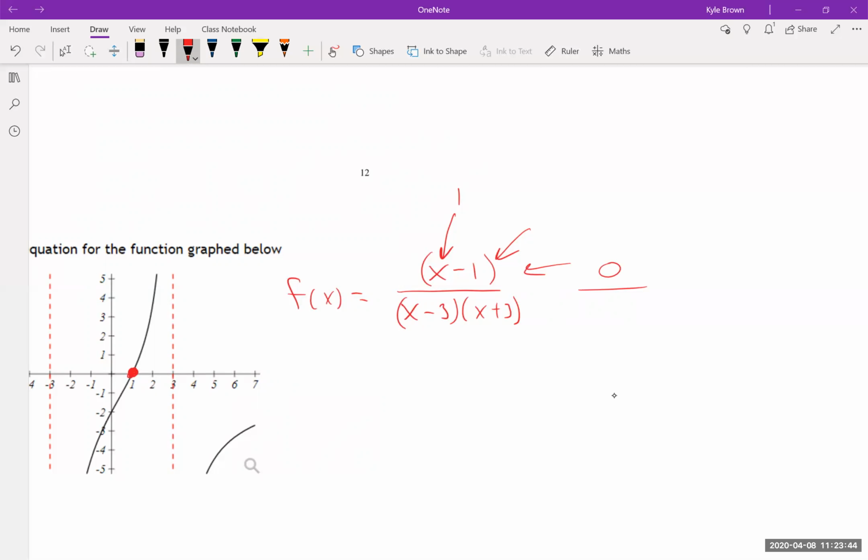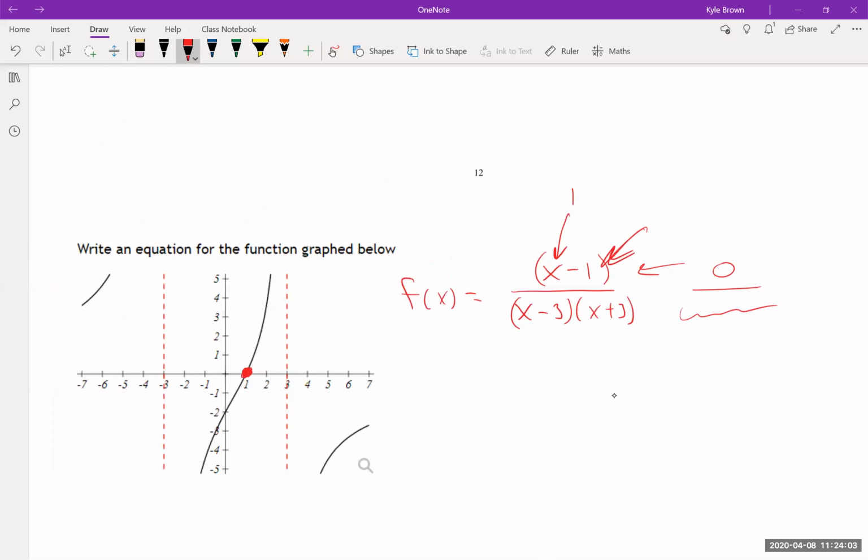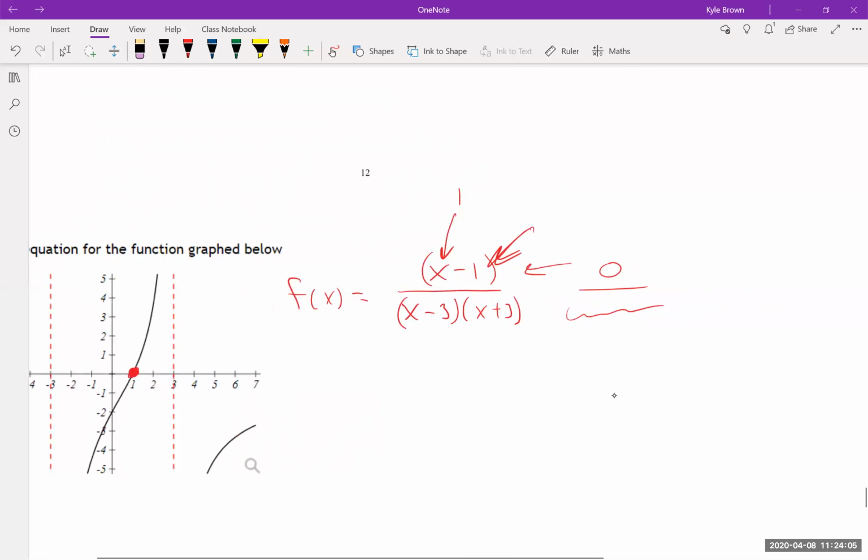And then I don't even really care what's on the bottom, because 0 divided by anything is 0, right? So that would make my y 0. Does that make sense? Are you guys kind of following along with that one? So the numerator is telling me where my x-intercepts are. I can see that it crosses through there, so I know that I've got x minus 1. So I've got it set up pretty well.